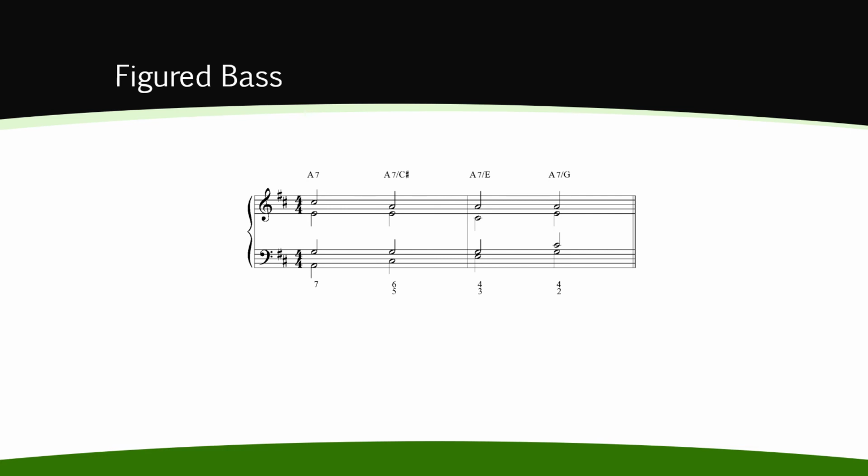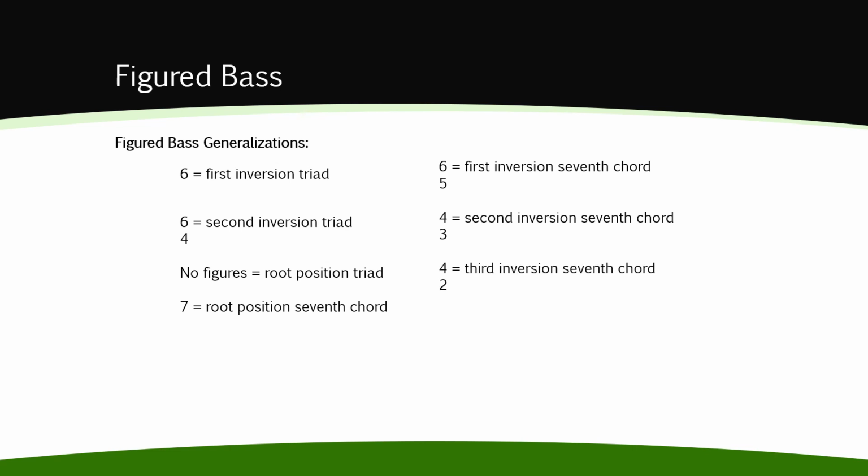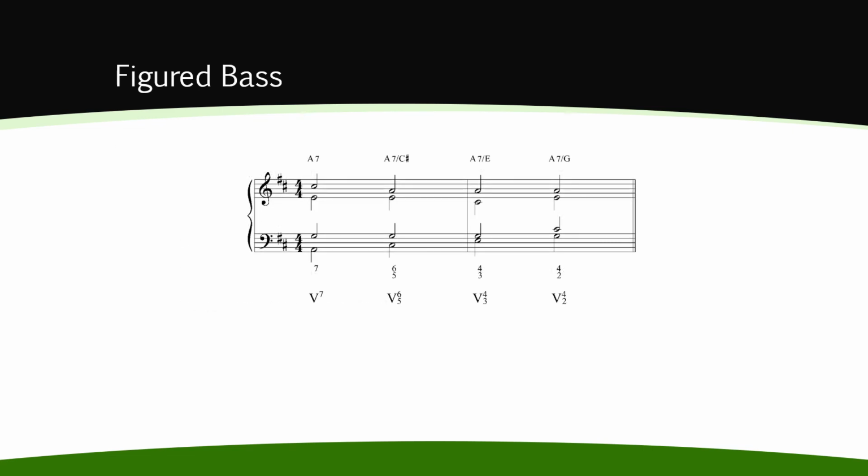Now we have the figured bass that we would see for any seventh chord in root position or any inversion. All first inversion seventh chords will use the figured bass 6-5. All second inversion seventh chords will use the figured bass 4-3. And all third inversion seventh chords will use the figured bass 4-2. We can also apply these figures to our Roman numerals to indicate inversion.